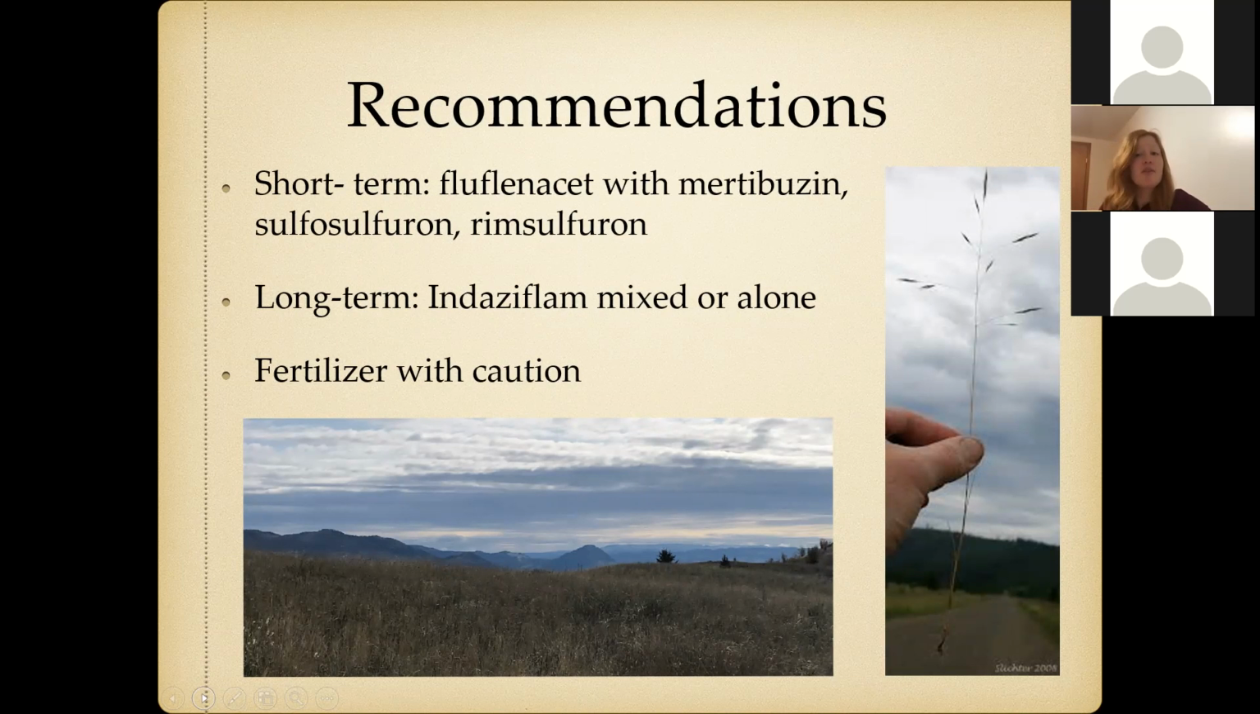I would also use fertilizer, but I'd be super cautious with it. I would make sure there were no other agronomic species that I didn't want in my area or any other invasive species around, as I think fertilizer could overpower those native species still.